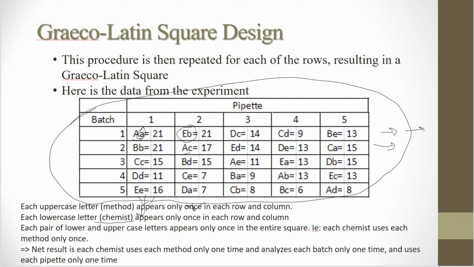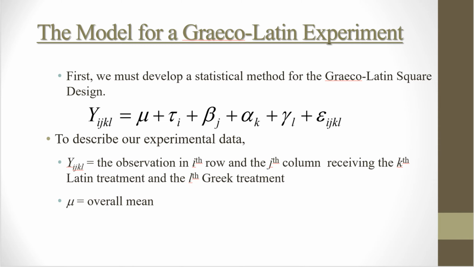So the net result is that each chemist uses each method only one time, analyzes each batch only one time, and uses each pipette only one time. So that's basically how the Graeco-Latin square is constructed and how we block 3 variables.